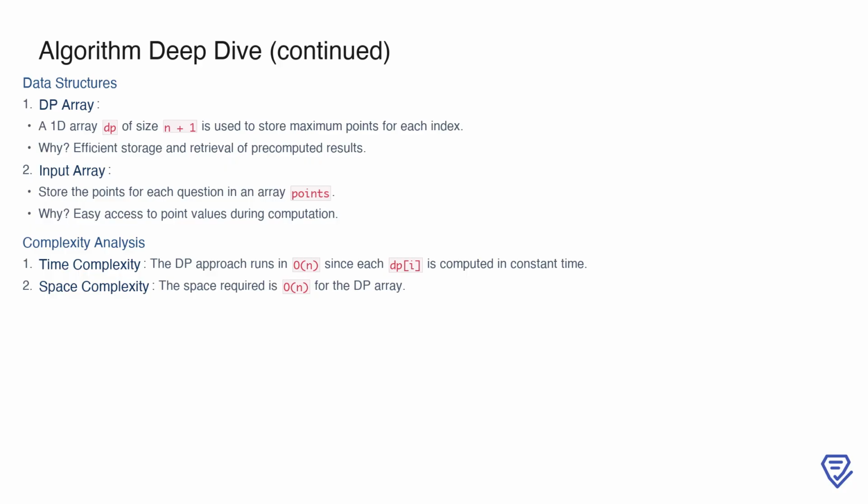In terms of complexity, the time complexity is O(n), because we compute each dp[i] in constant time, iterating through the questions only once. The space complexity is also O(n), due to the storage required for the dp array. These optimizations make the dynamic programming approach both time-efficient and space-efficient for solving this problem.